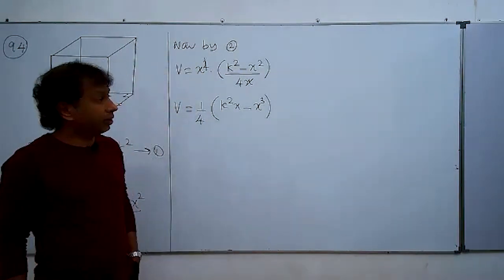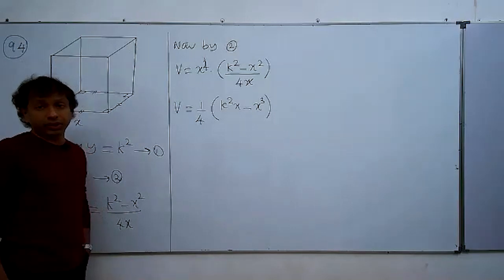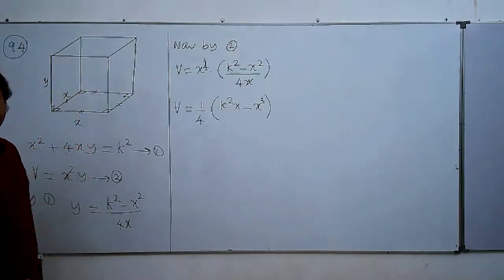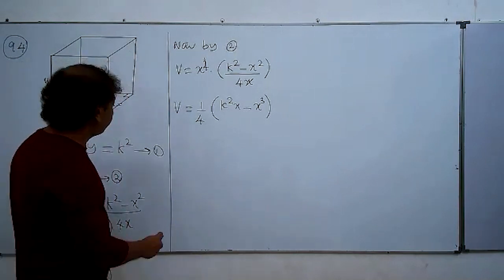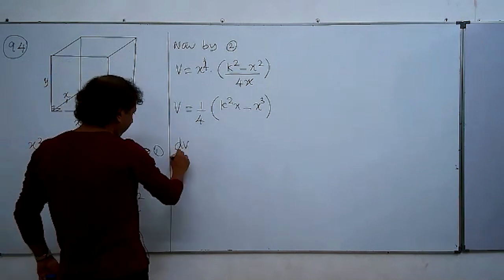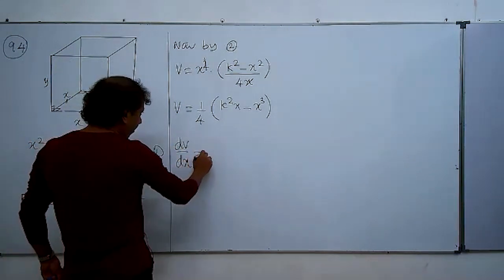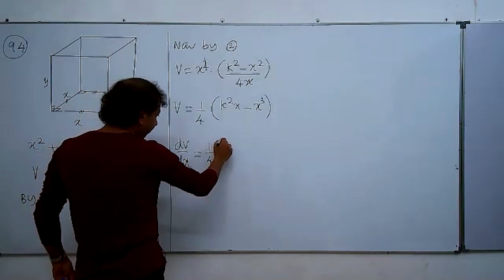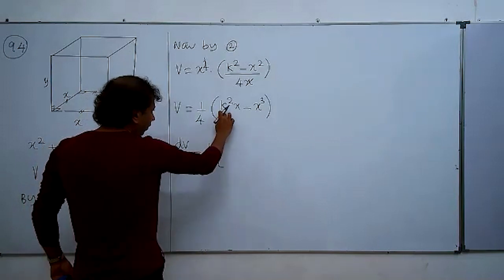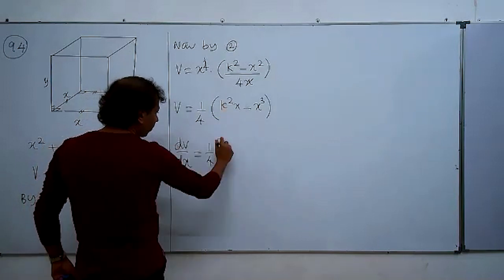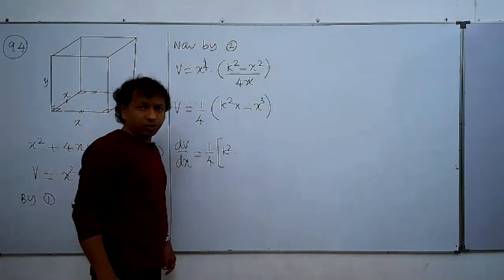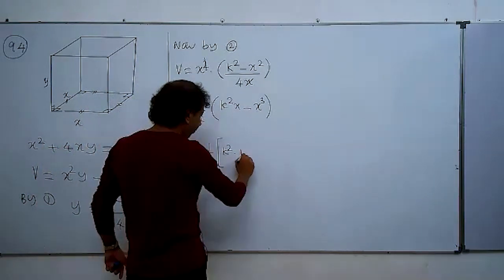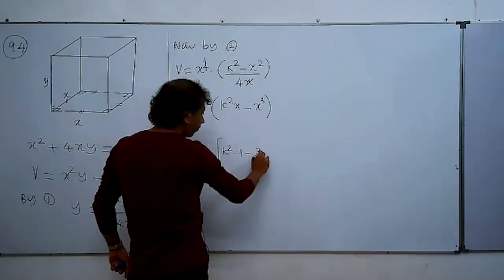By multiplying length and breadth only, we get k squared. Therefore, k is positive because k is the length there. Right. Now we can differentiate this with respect to x. dV by dx: 1 upon 4 you have to keep there. Here, k squared x, when you differentiate, k squared is a constant, keep it the same, derivative of x with respect to x is 1, minus here 3x squared.